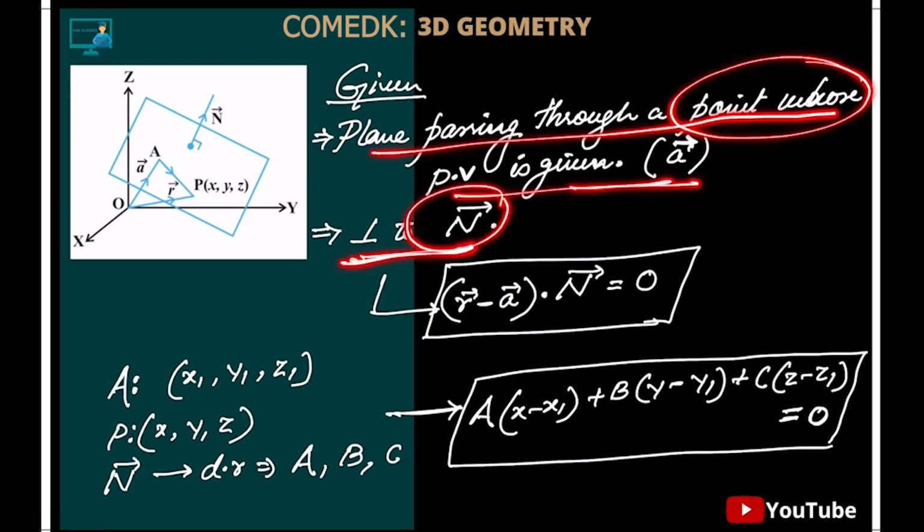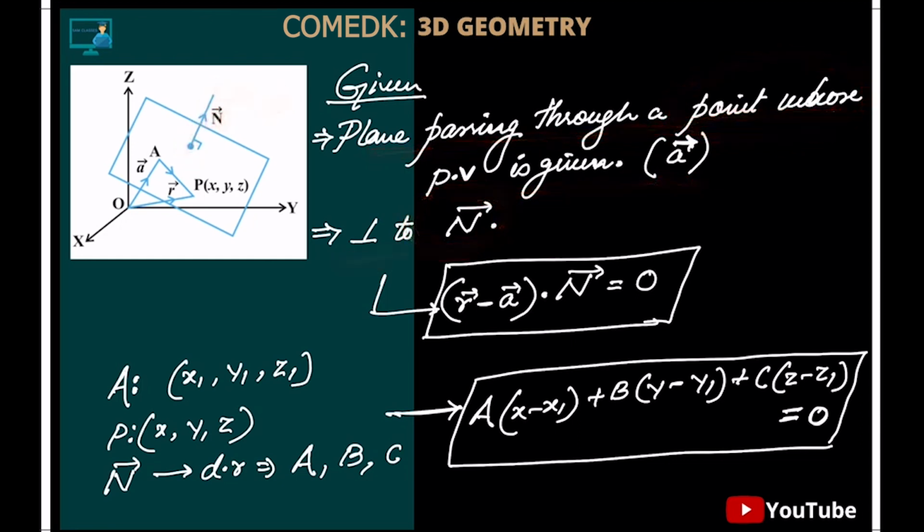Next, a plane which is passing through a point whose position vector is a, and it is perpendicular to the normal vector n. So if these two things are given, I'll use this equation: r vector minus a vector dot n vector is equal to 0. Because r minus a is a line which is in the same plane, correct? Same plane means this also has to be perpendicular, and if it is perpendicular, the dot product has to be 0. Nothing more in this.